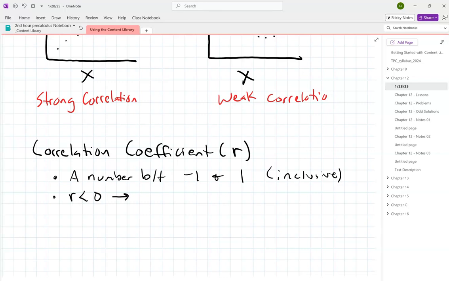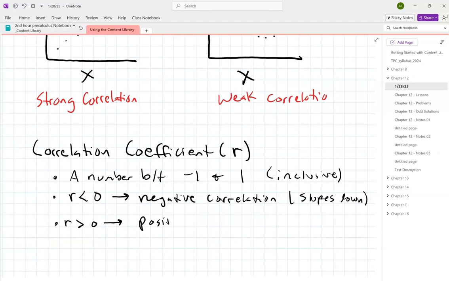If R is less than 0, that means we have a negative correlation. So our data kind of slopes downward. If R is positive, then we have a positive correlation. That means our data would slope upward.